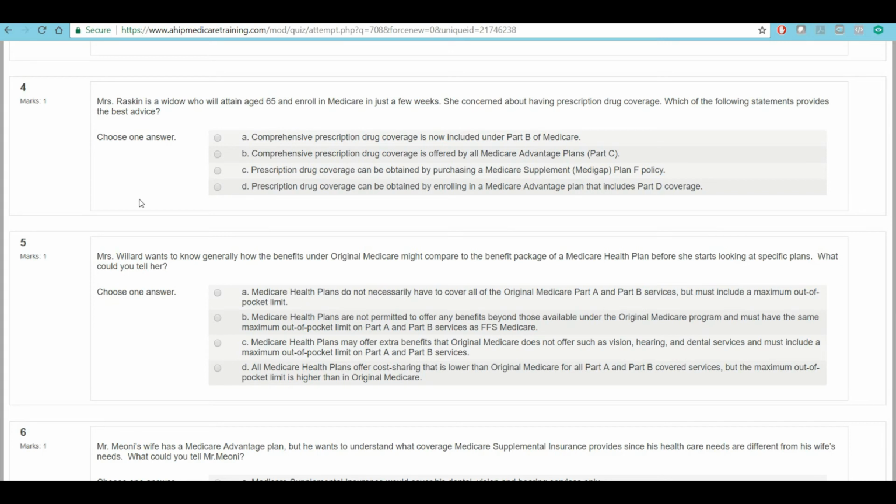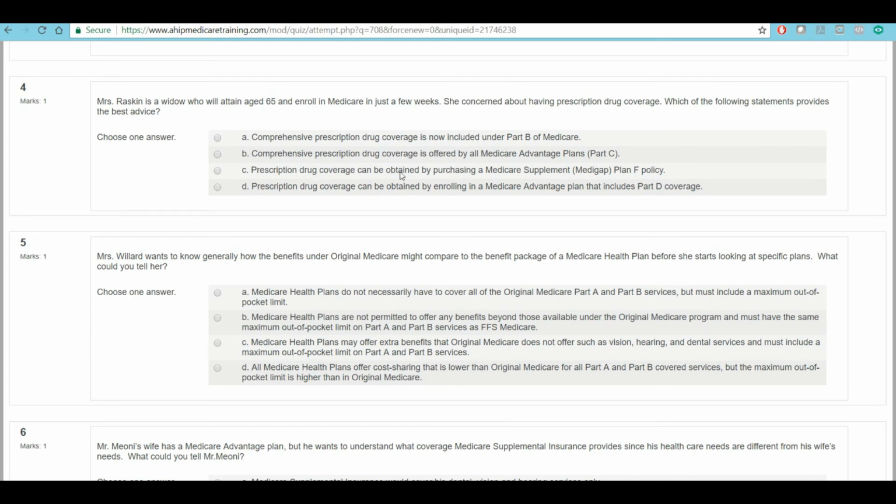Which of the following statements provides the best advice for Mrs. Raskin, a widow who will be turning 65, going on to Medicare in a few weeks? Okay. A, comprehensive prescription drug coverage is now included under Part B Medicare. No. Comprehensive prescription drug coverage is offered by all Medicare Advantage plans. That's no, they're not all. There are Part C plans standalone and not a Part D embedded in it.